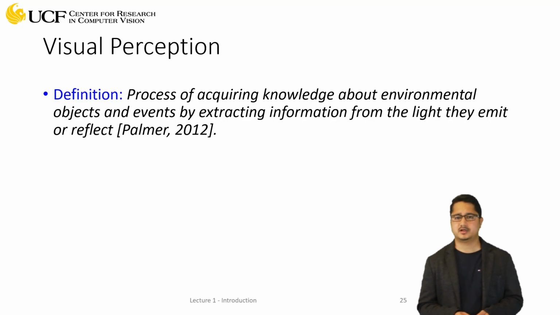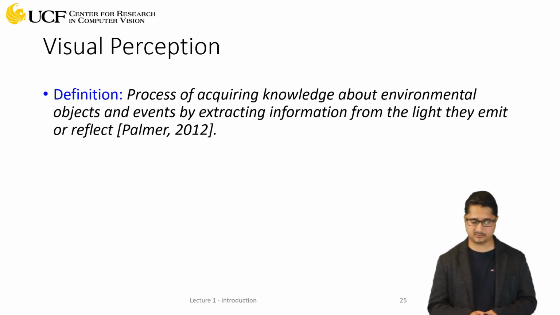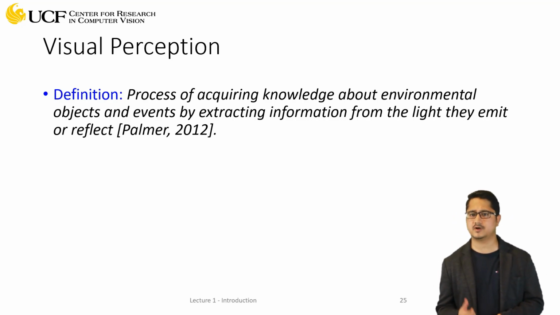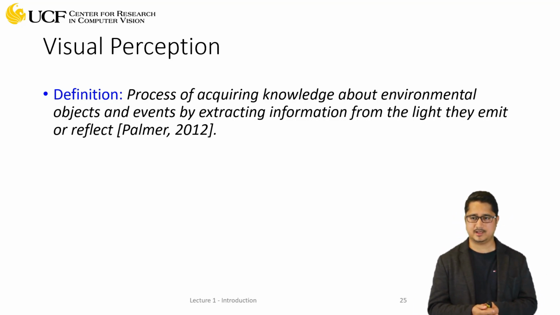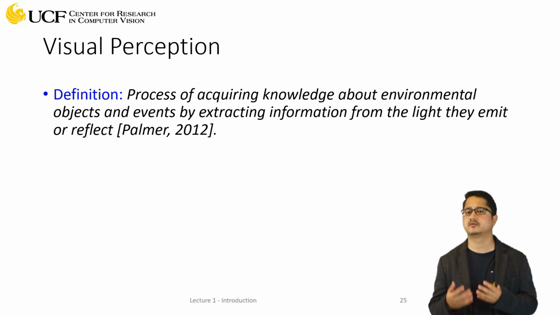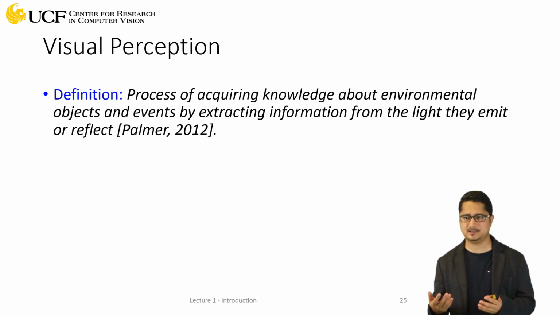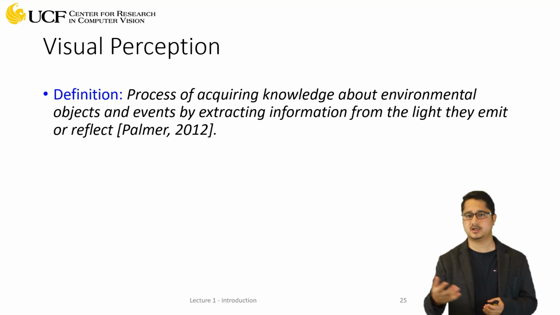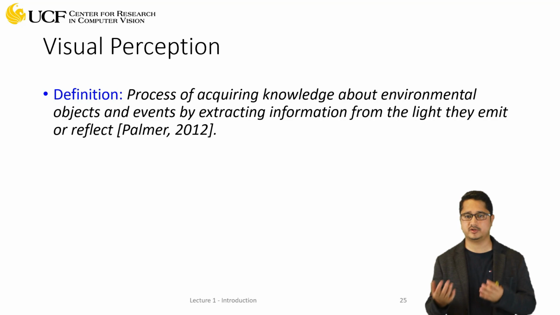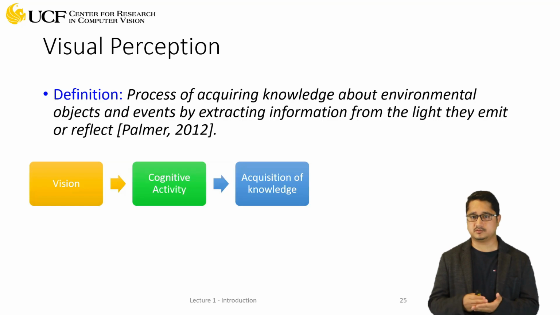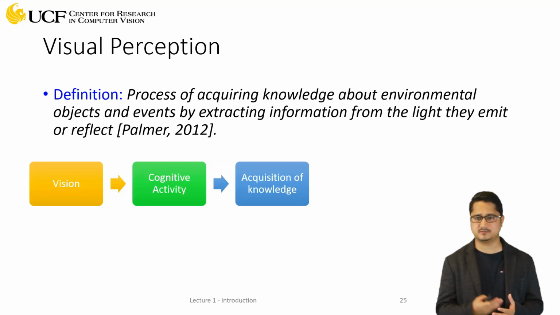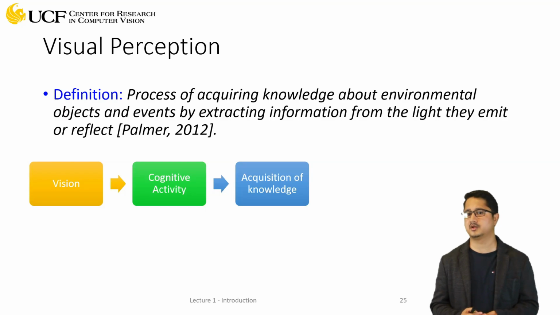Now, let's first try to understand the definition of visual perception. By definition, it's a process of acquiring knowledge about our environment. There might be different objects, different events happening. We want to extract some semantically meaningful information from these objects and events, as light is emitted by these objects, and there could be reflection coming out of these objects. That light and reflection is used to perceive these objects and make interpretations about them. In visual perception, there are multiple steps. The first step is vision, then there's some cognitive activity happening, and then there's the acquisition of knowledge.